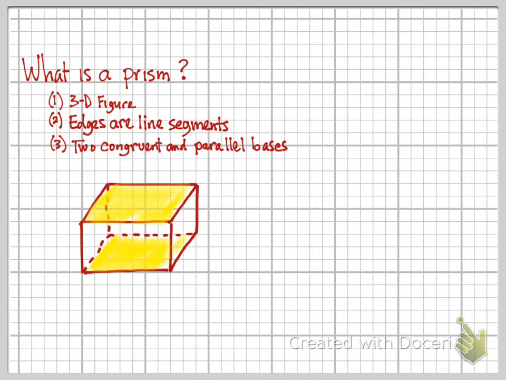A prism is first a three-dimensional figure. A prism has edges that are line segments, and a prism has two congruent parallel bases. In the picture, the two yellow rectangles are the congruent parallel bases.